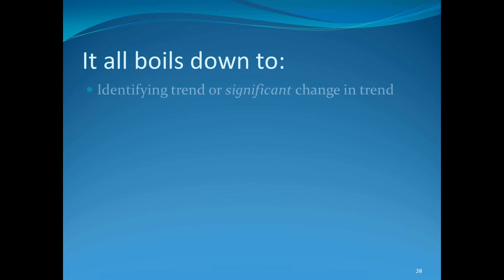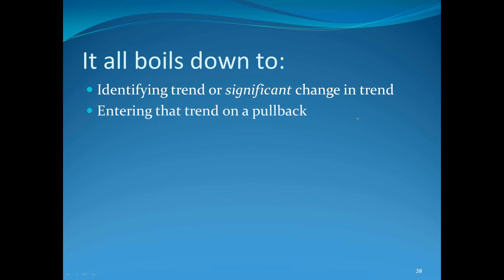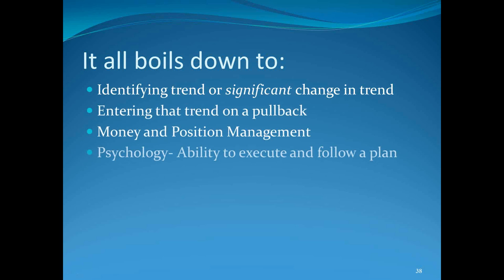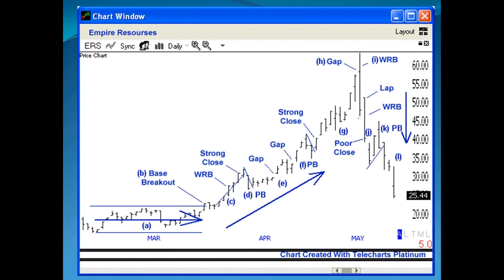Okay. So it all boils down to identifying a trend or a significant change in trend. Now, by change in trend, I mean a trend transition and emerging trend, and we're going to look at that in just 1 second. And then you want to enter that trend on a pullback. Money and position management are key. And then psychology is the ability to execute and follow that plan. Now, let's look at this trend qualifying chart real quick.